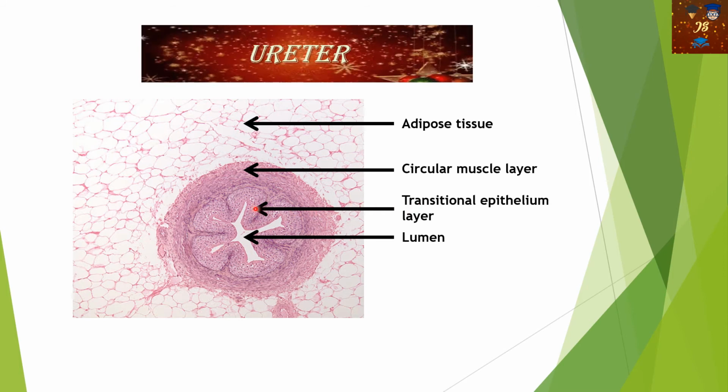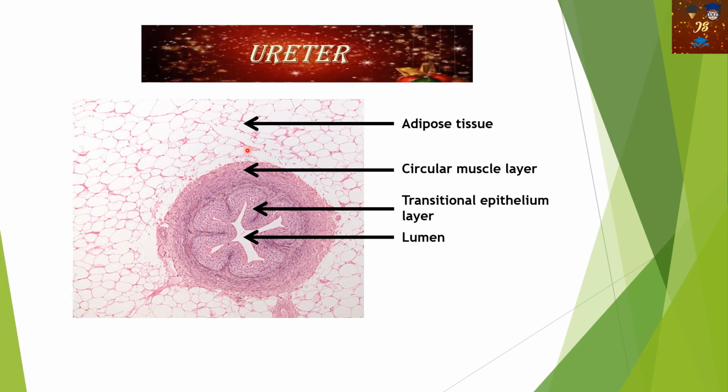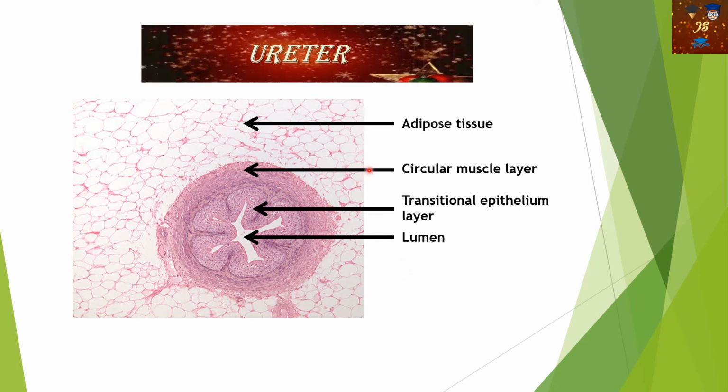You can see these folds of transitional epithelial layer, which is surrounded by a circular muscle layer which helps in the contraction and the relaxation of the ureter. The whole ureter is outlined by a huge amount of adipose tissue. So through the eyepiece, when you see these transitional epithelial mountain layers along with the lumen and the muscle layer, which is surrounded by the adipose tissue, you will be confident enough that you are observing the histological section of the ureter.